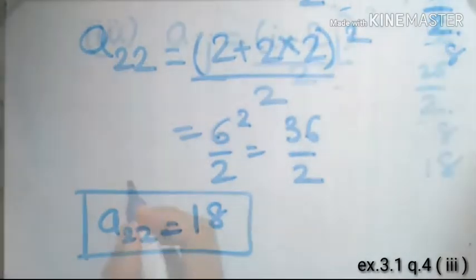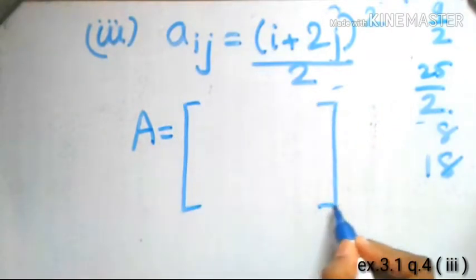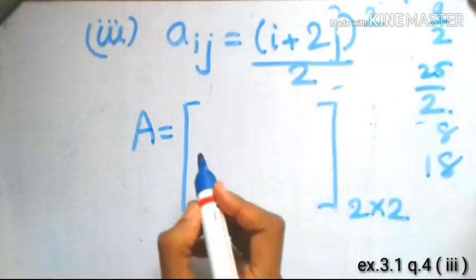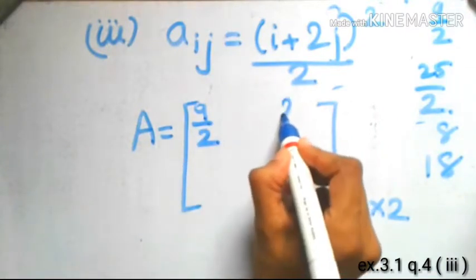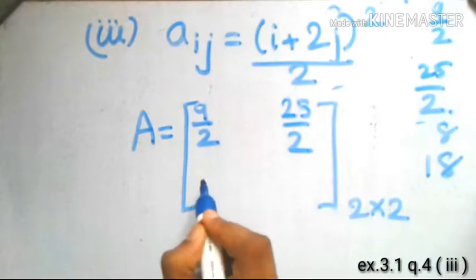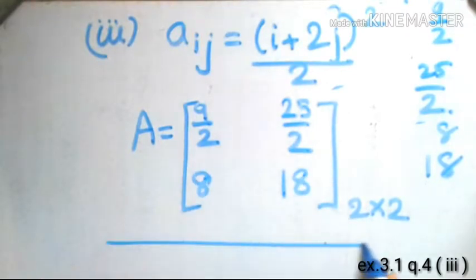So let's now construct the matrix. So my matrix A is 2 by 2. The first element is 9 by 2. The second element A12 is 25 by 2. A21 is 8 and A22 is 18. So hope you understood this question well.